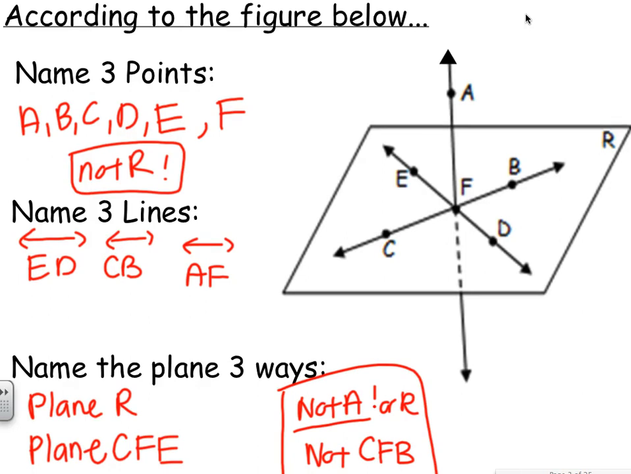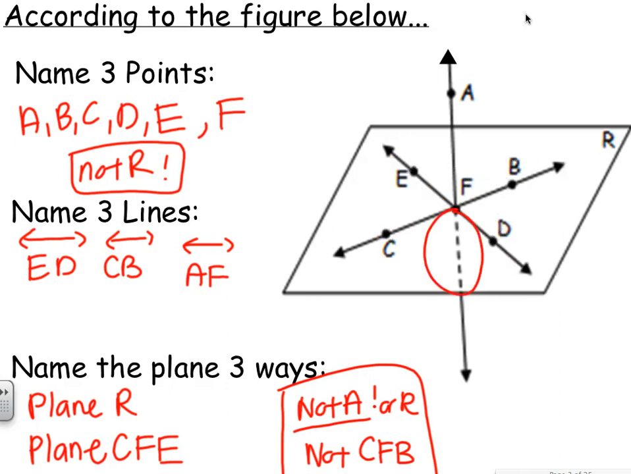So the best way to name a line is the 2 farthest points on those lines. You can skip over points in the middle. So I said ED would be a good way to name this line, skipping over point F. CB or BC, order doesn't matter. And then you could have said AF or FA to name the line going up and down.